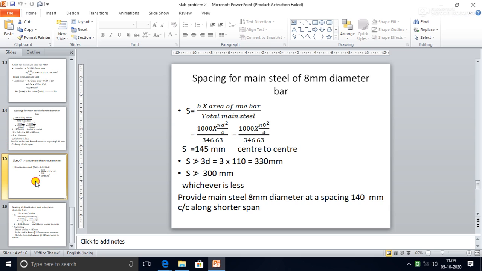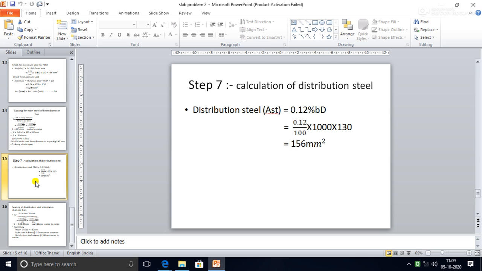Then the next step is calculation of distribution steel. This distribution steel is taken as 0.12% of gross area, but see here, actually we are using 6 mm diameter bars, and it is plain mild steel. We have to take it as 0.15% of gross area. So take 0.15 here. I had taken 0.12% here, which is not correct, so remember this formula to calculate distribution steel: while using 6 mm diameter bars, you are using mild steel, and for that mild steel it is 0.15% of gross area. So calculate this area. This is the homework for you.